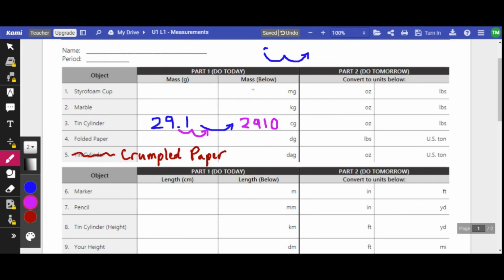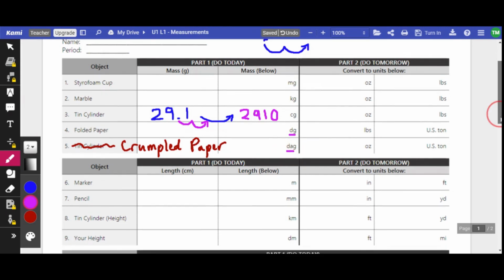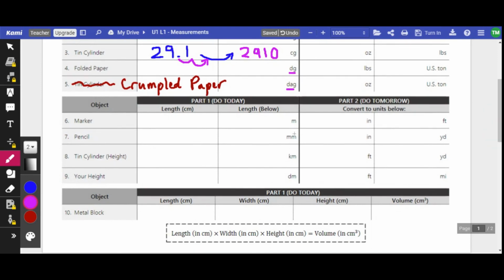We're going to do that for all of these. We're going to change grams to milligrams or to kilograms. Again, watch out. Decigrams and decagrams are 2 different things, so be aware of that. We're also going to convert these ones down here.